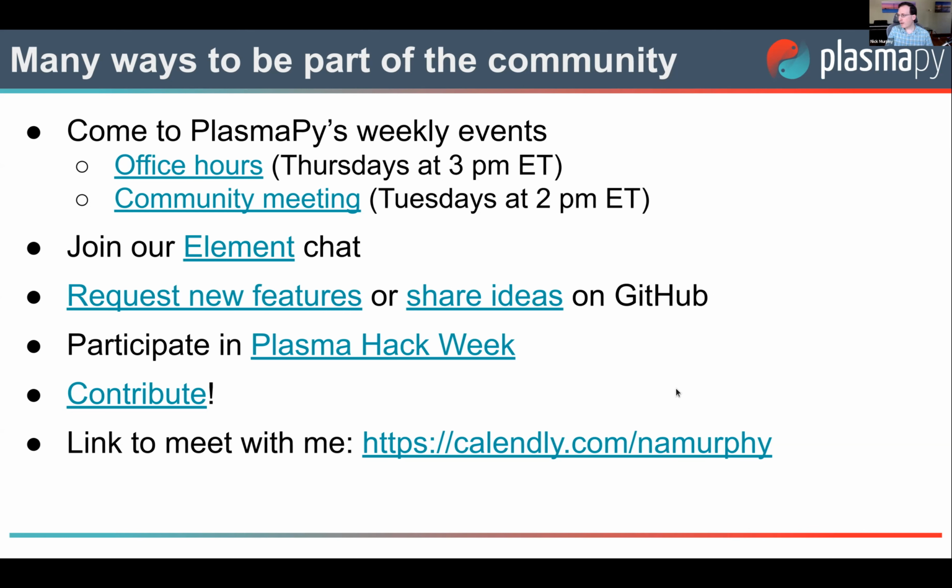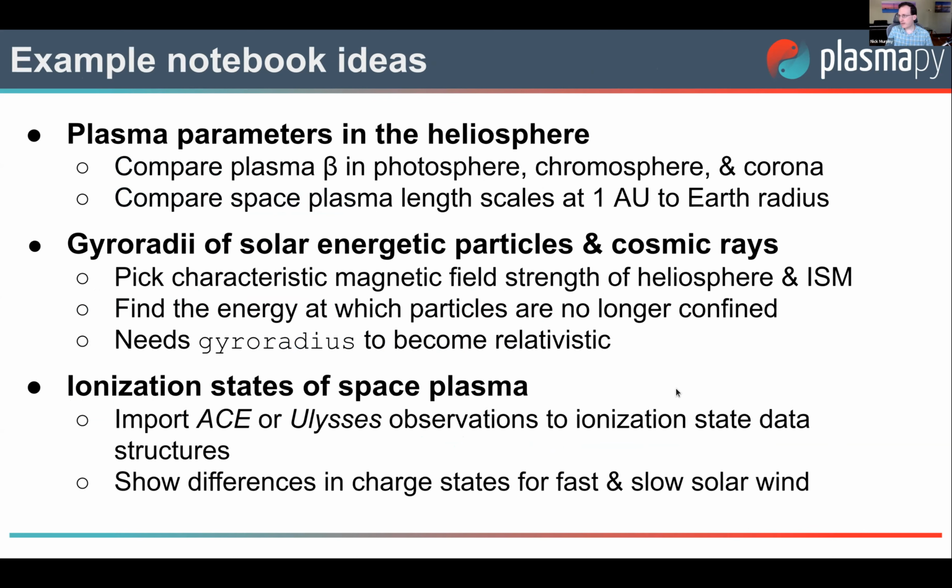I want to bring up a couple of example notebook ideas. One would be plasma parameters in the heliosphere. That would be doing something like comparing plasma beta in the photosphere, chromosphere, and corona. And for the photosphere, a sunspot region versus more quiet sun. And then perhaps something like comparing space plasma length scales at 1 AU to Earth's radius.